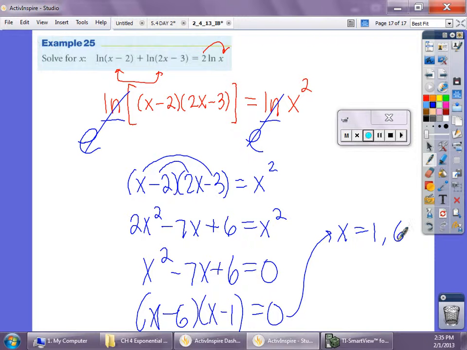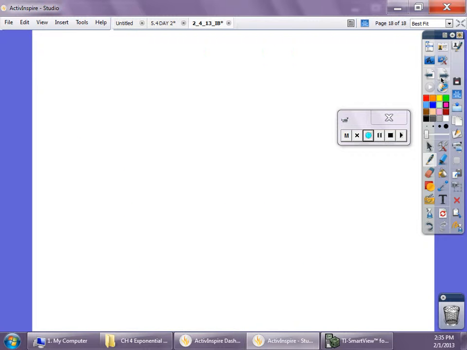Let's check if both of those answers work. So let's see here. This one's kind of easy. X has to be greater than 2, and this one is x has to be greater than 3/2. So the domain for this guy is that in the end, x has to be bigger than 2, because 3/2 is actually less than 2. So the only solution is 6. All right, I believe that's the last one, but let's double check. Yep. So there you go.